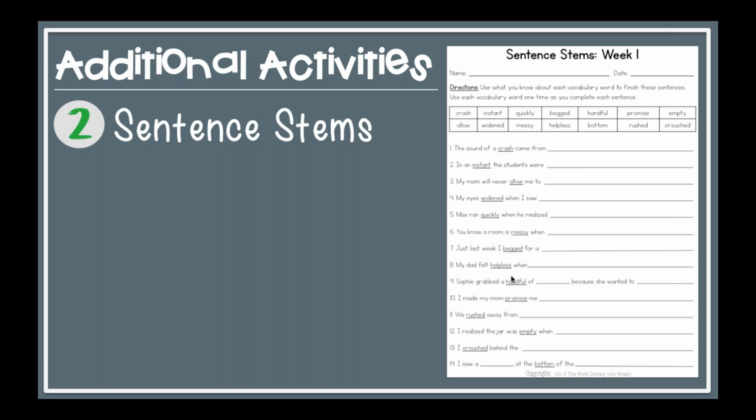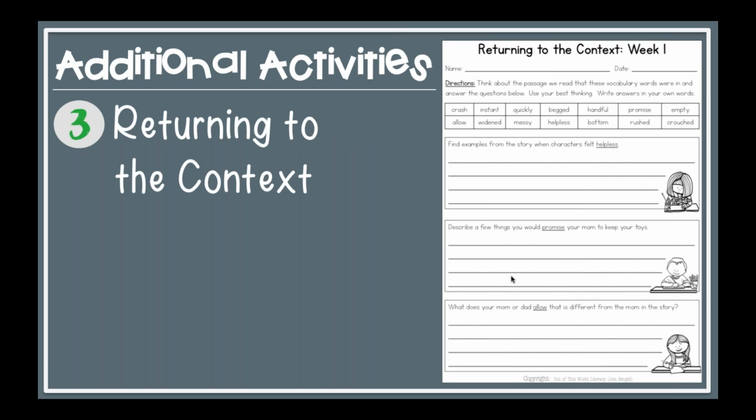If you've ever had kids try and write sentences with their spelling or their vocabulary words, sometimes they write just really bad sentences, like the word allow, I will allow. That's their sentence. It was messy. So I made these sentence stems. So they had to create really well-written sentences. The sound of a crash came from, and they had to fill in the blank, and they can't just use one word. These 3 questions every week take the kids back to the context of the passage that you introduced the words in on Monday.